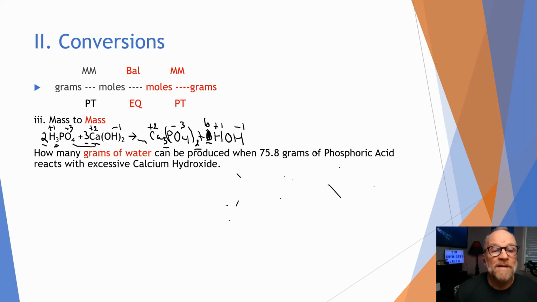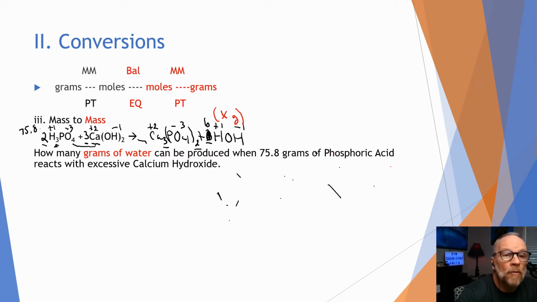This particular problem says how many grams of water can be produced when 75.8 grams of phosphoric acid reacts with excess calcium hydroxide. All right, so we are solving for water here, grams of water, and we are given 75.8 grams of phosphoric acid. So we're given 75.8 grams here, and we are going to go to grams of water. So grams to grams type of problem.